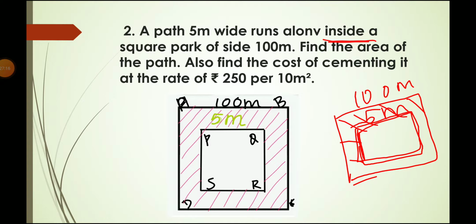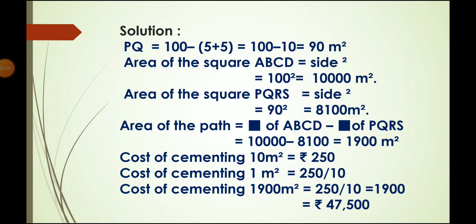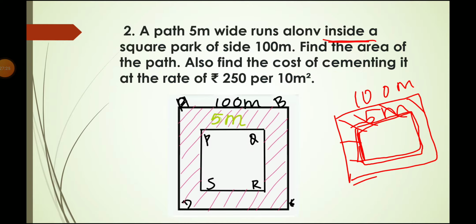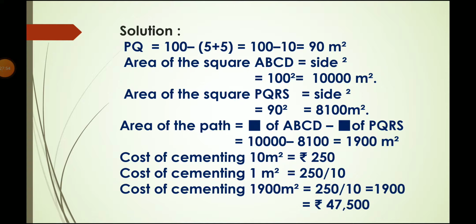See, the solution is PQ equal to 100 minus 5 plus 5. Why? Because the square shape becomes smaller. That's why we should subtract the path value, the 5 plus 5 from up and down, from the biggest square to get the smallest square. So we subtract 5 plus 5, like 10, from 100, and we get 90 meter.